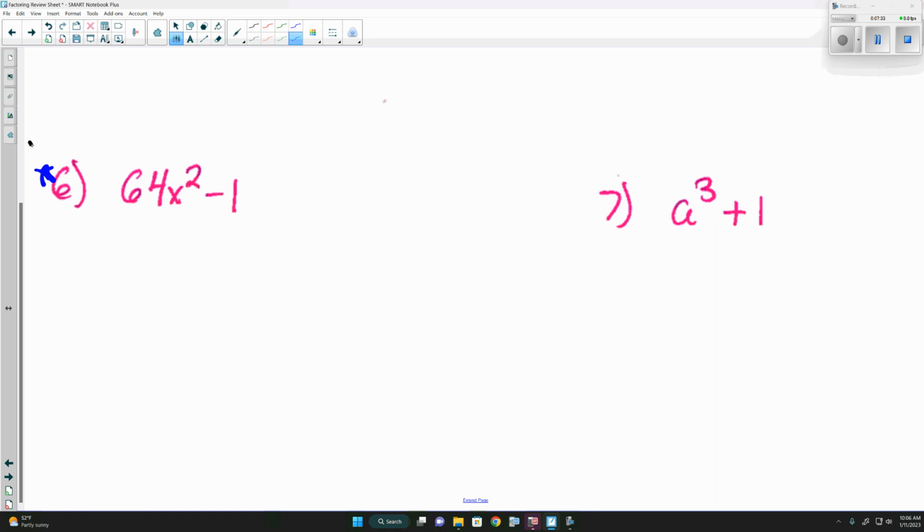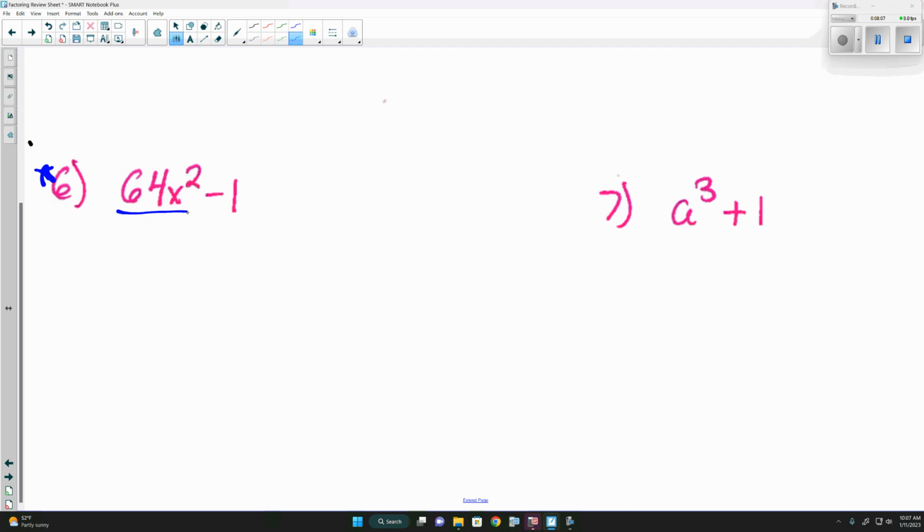Now number 6. So we have two terms, yes? Being subtracted. So it's either going to be a difference of perfect cubes or a difference of perfect squares. We know it's a difference because they're being subtracted. Now, one of the giveaways for this one here is the x squared. X squared is a perfect square. It's not a perfect cube, because if it was a perfect cube, it'd be to what power? Third. Perfect cube, cubed roots are 3. Perfect square.